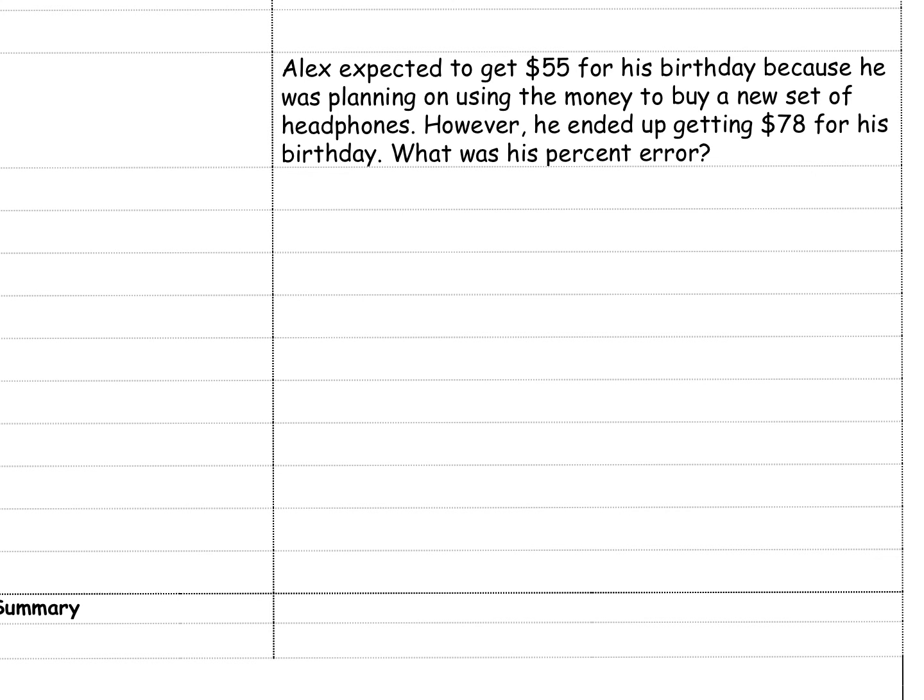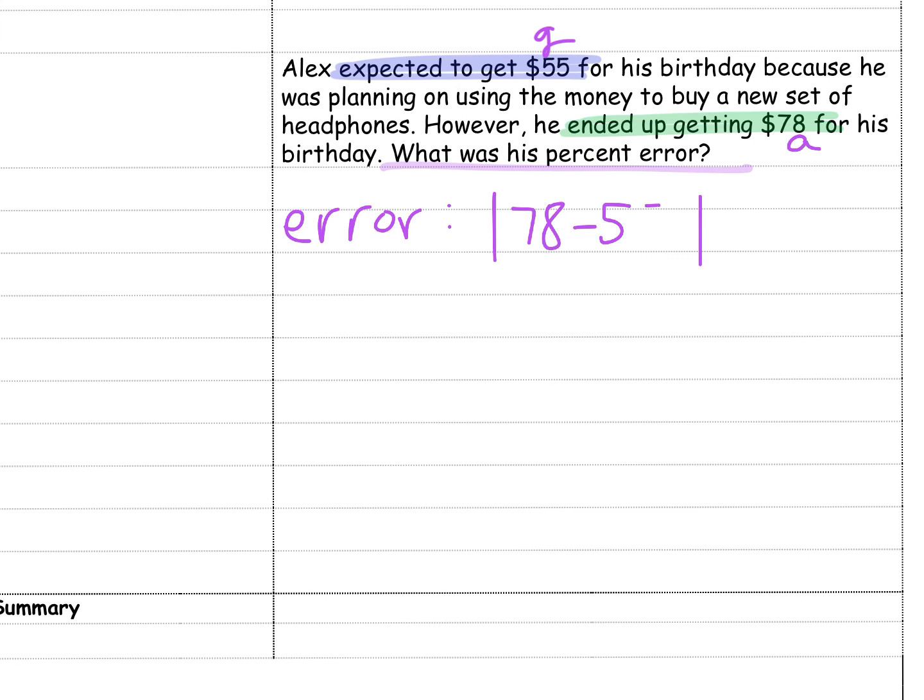And our last problem today says that Alex expected to get $55 for his birthday because he wanted to use the money to buy a new set of headphones. However, he ended up getting $78 for his birthday. What was his percent error? So remember, first we have to figure out what is his error. How far off was he? It's the absolute value of the actual minus his guess. This was our actual, this was my guess. So I have 78 minus 55. It's an absolute value, so we always get a positive. And he was $23 off.